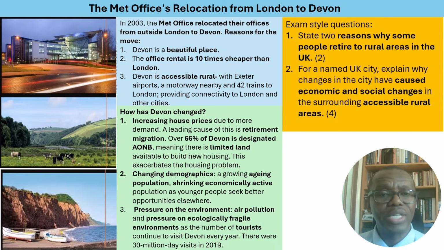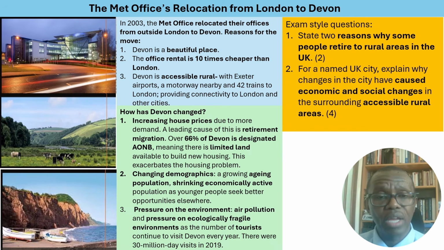So in 2003, the Met Office relocated their offices to Devon. And these were the reasons for the move. Number one, that Devon is a very beautiful place. So it's been classed as an area of outstanding natural beauty, so AONB. And then the second reason is that the office rental is 10 times cheaper than London.